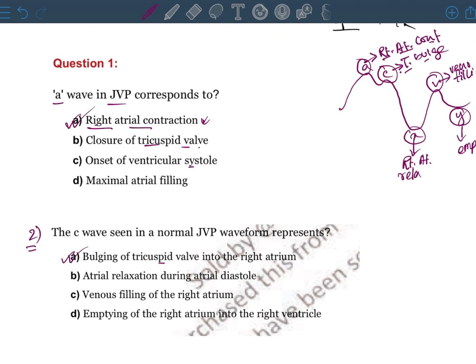Atrial relaxation during atrial diastole, no. Venous filling of the right atrium, this represents the V wave. Emptying of the right atrium, this represents the Y descent.